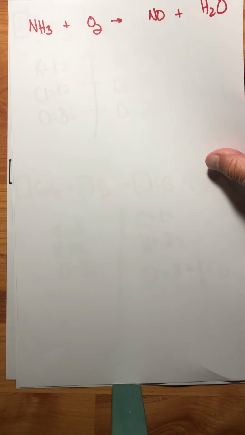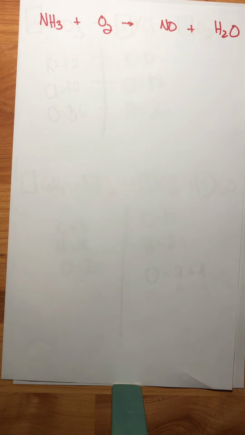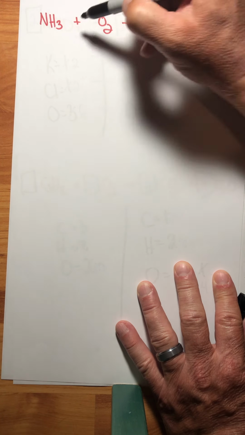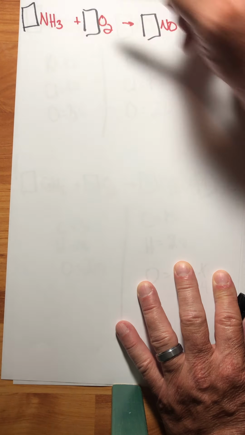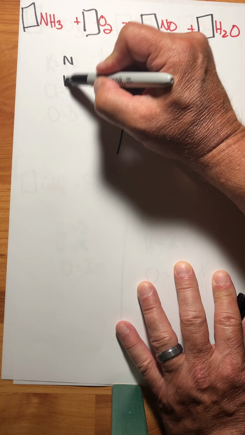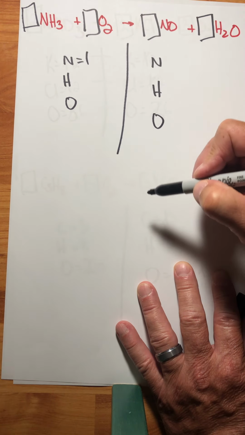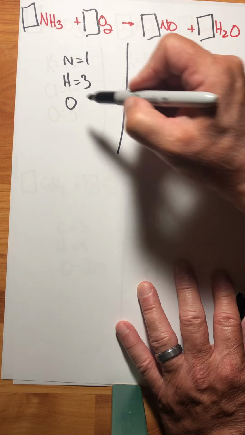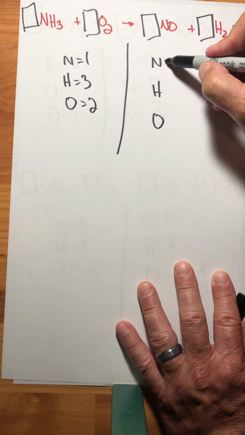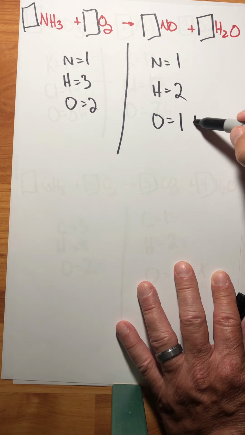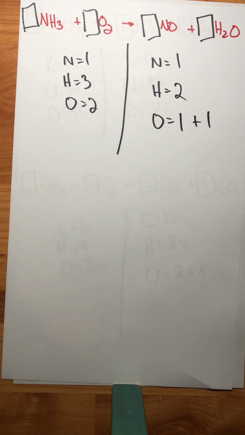Let's go through this example. So in this example, again, it just takes a second to draw these boxes in there. Inventory: I got nitrogen, hydrogen, oxygen, nitrogen, hydrogen, oxygen, 1 nitrogen, 3 hydrogens, 2 oxygens. I have 1 nitrogen, 2 hydrogens, and 1 and another 1 on the water. So there's my combination on that one.